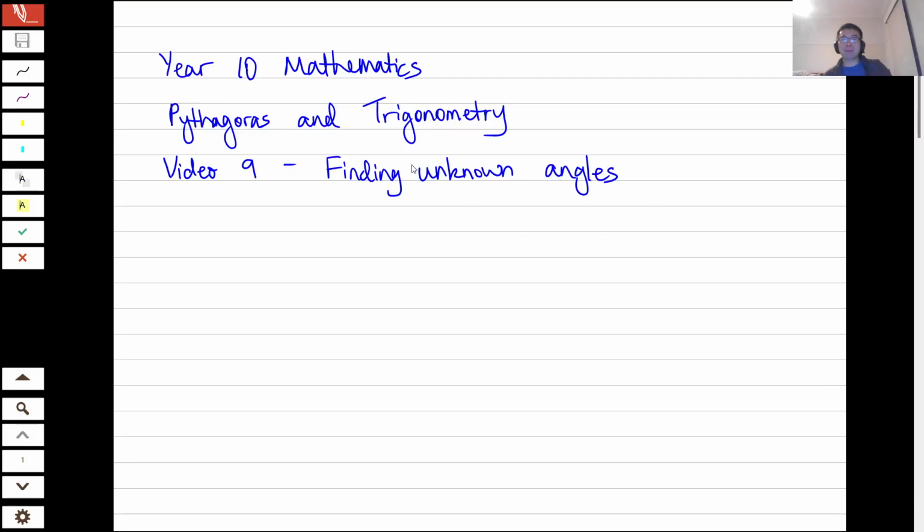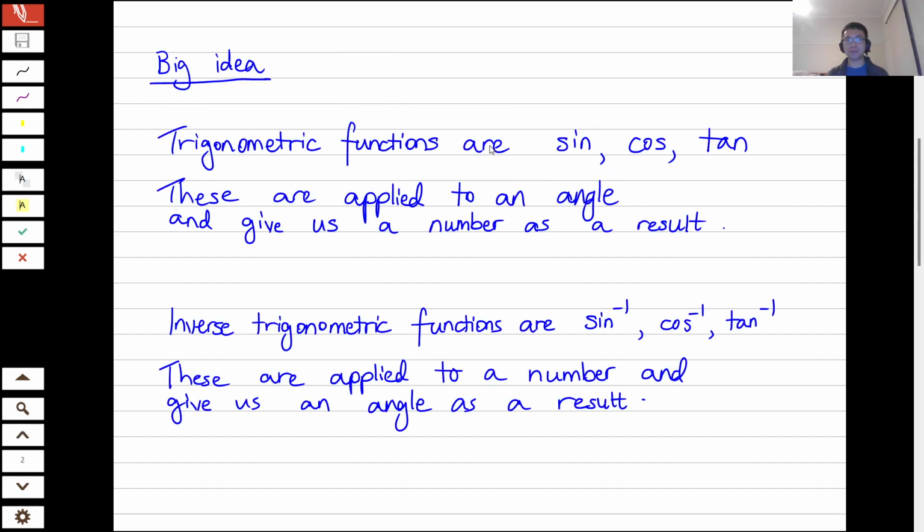Hi everyone. In this video, we are going to use trigonometry to find unknown angles in a right-angled triangle. Last time, we calculated side lengths. This time, we're going to do something different. We're going to know the side lengths, and we're going to use those to figure out the angle.